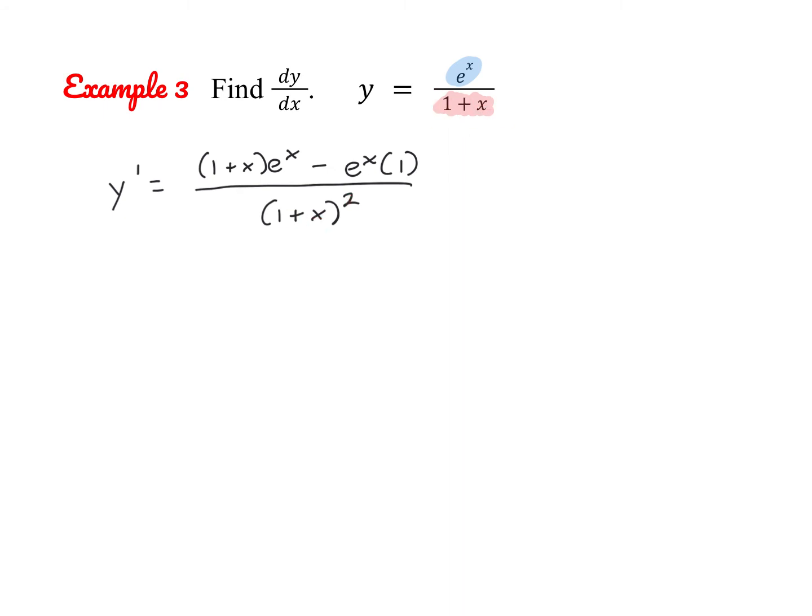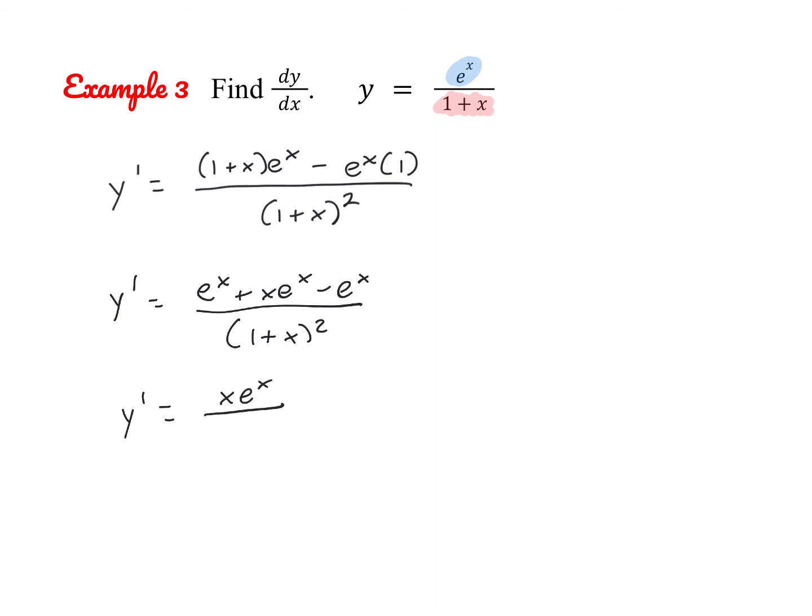And then from here, it's just a matter of trying to simplify as much as we can. So here we have e to the x plus x e to the x minus e to the x, all over 1 plus x squared. So we can see that our derivative is x e to the x, all over 1 plus x squared. And there you have it.